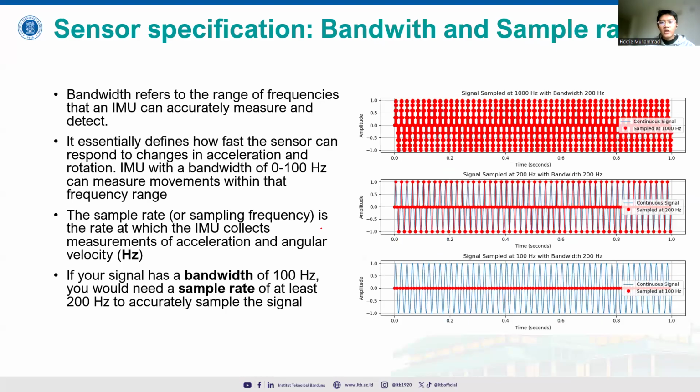And the other things we have to consider are the bandwidth and the sample rate. Basically, the bandwidth refers to the range of frequencies that the IMU can accurately measure and detect, and it essentially defines how fast the sensor can respond to changes in acceleration and rotation.